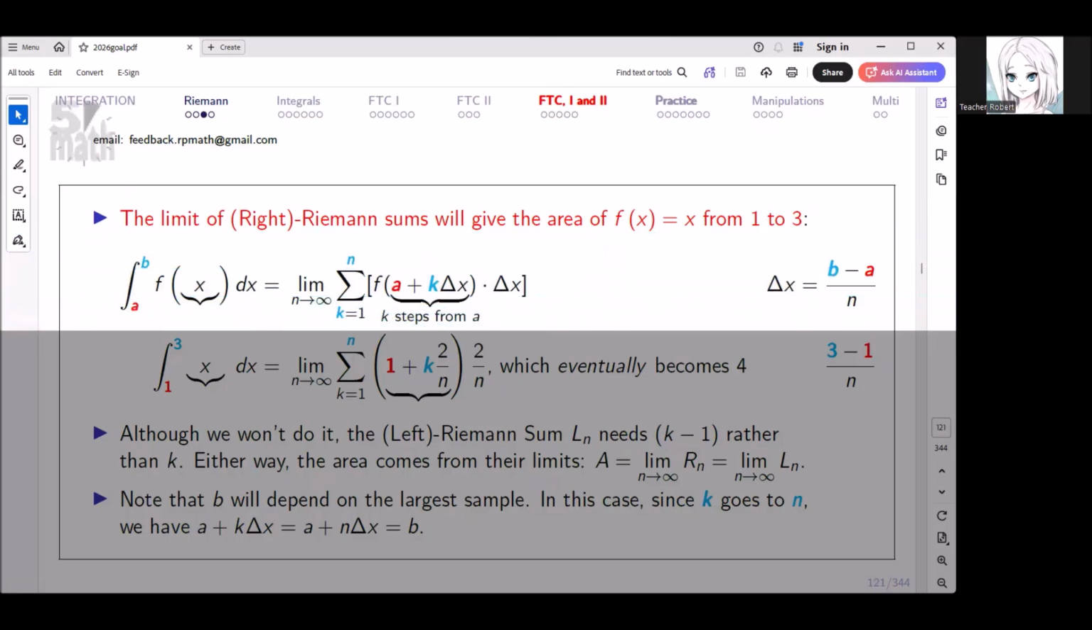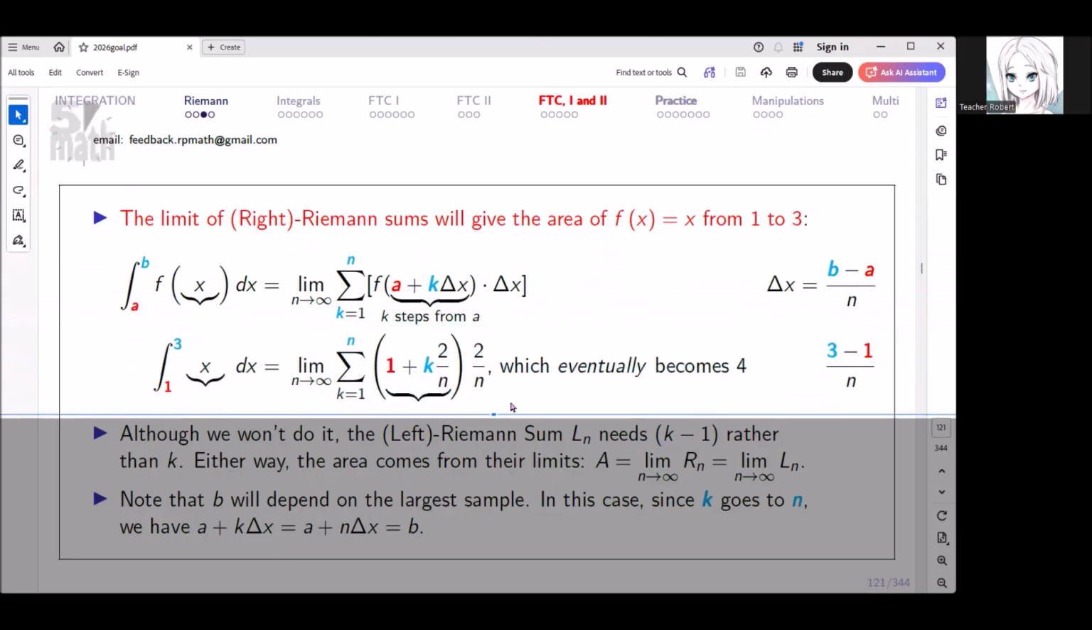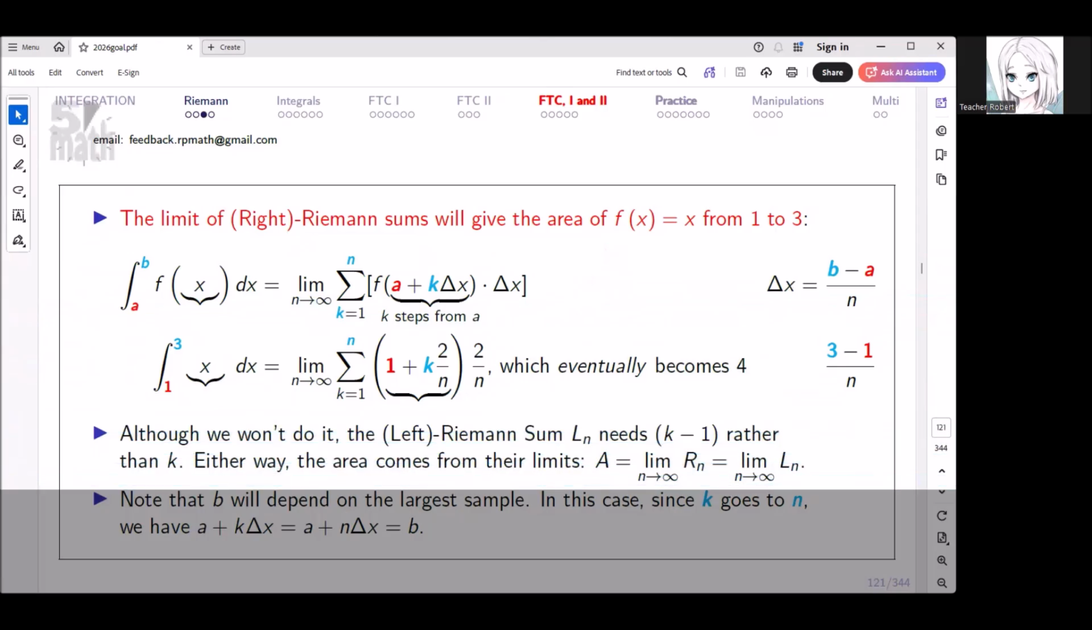Here is the formula. Here are the specifics. Although we won't do it, the left Riemann sums, Ln, needs k minus 1 rather than k. Either way, the area comes from the limits. A equals limit as n approaches infinity Rn equals limit as n goes to infinity Ln.